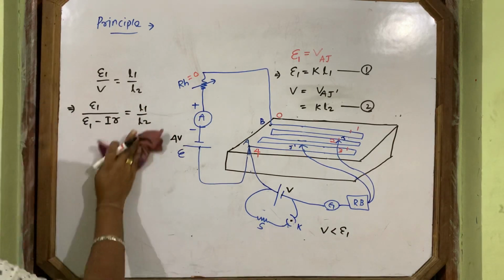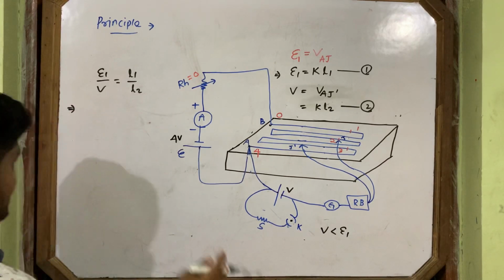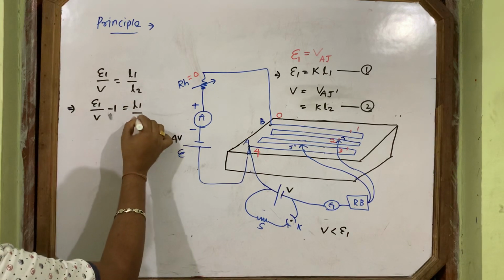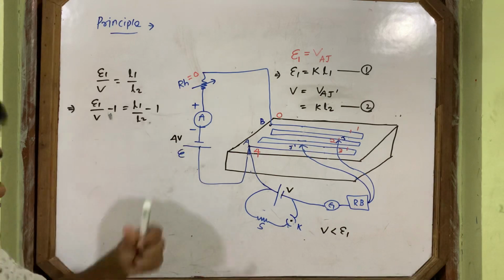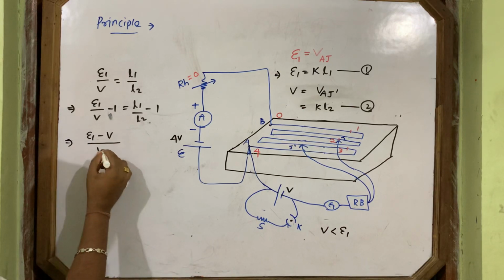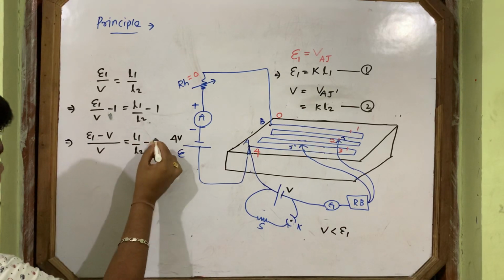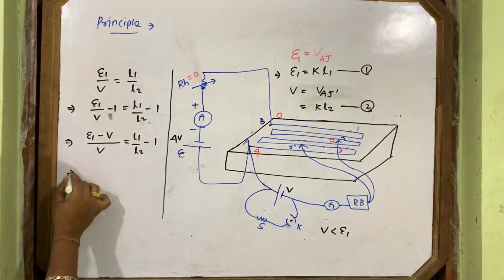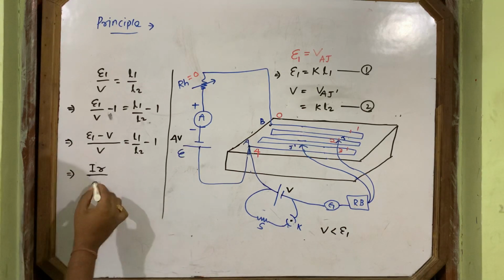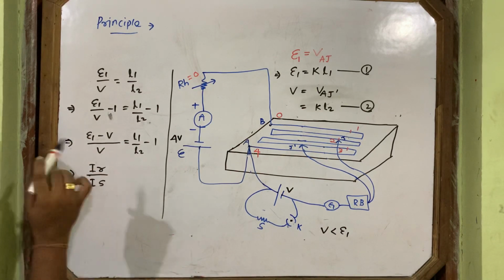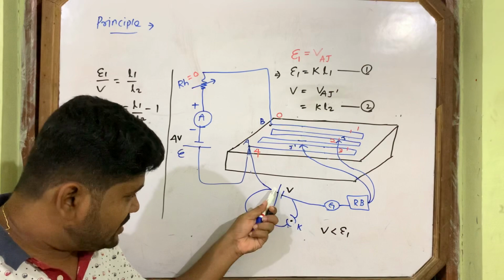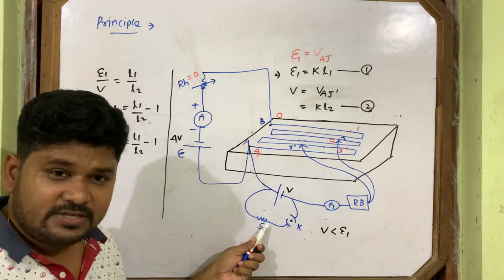Or we can subtract directly, so it will be easy for you. Do minus 1 on both sides. So it will be E1 minus V by V. Keep this part like this. This implies that E1 minus V is IR, you know this is IR. And V is IS, where V is the potential difference between the two terminals of the cell. So that means whatever is the potential difference here is also the potential difference here.